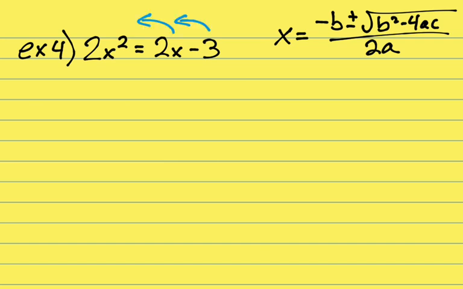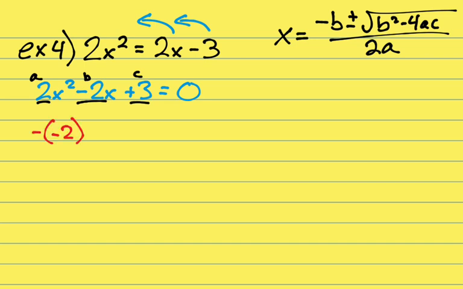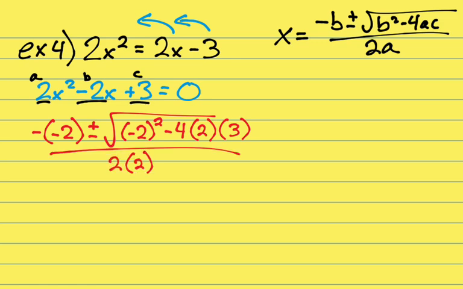Let's first get the 2x and negative 3 to the other side so we can have this in standard form. It's going to look like this. Now let's identify a, b, and c and then plug them into the formula with parentheses. The negative of b means a negative 2 goes inside the parentheses. Then draw the plus minus square root part. B squared is negative 2 squared, then minus 4 times 2 times 3. All of that goes over 2 times 2.